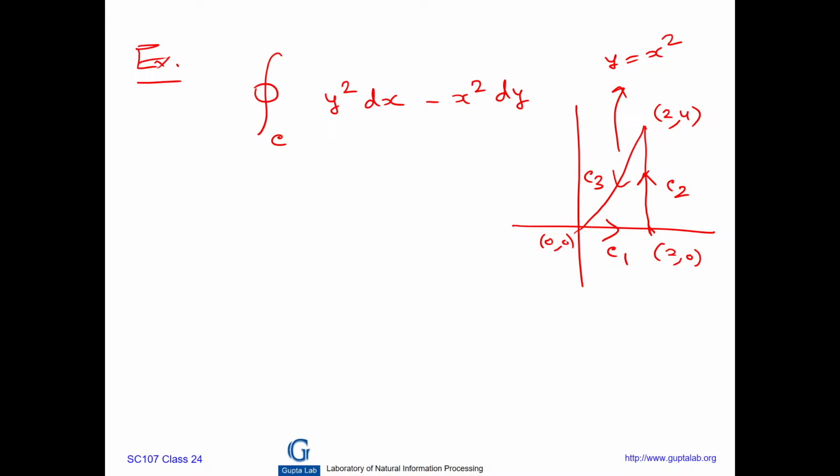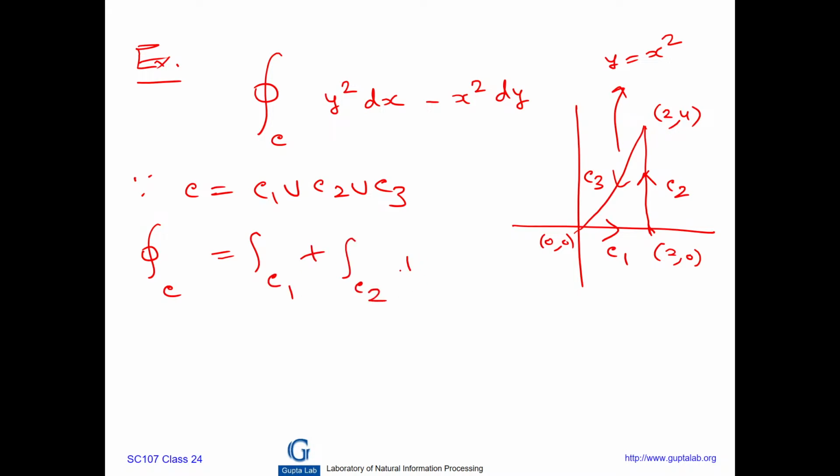It is not difficult. The whole curve C can be decomposed into C1, C2, C3. So I am going to do that along C1, along C2, along C3. 3 integrals will be there, right? Since C is equal to C1 union C2 union C3, so this integration along C is nothing but integration along C1, integration along C2, integration along C3.